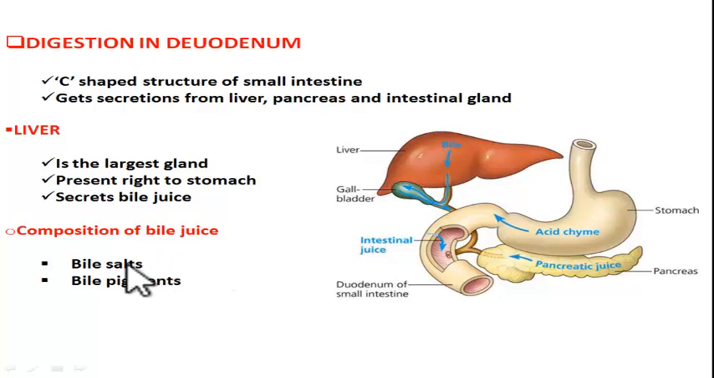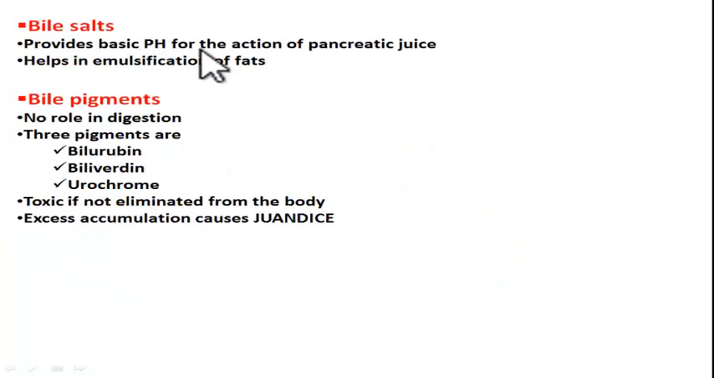Bile juice has two components: bile salts and bile pigments. Bile salts provide basic pH. For pancreatic juice to act, basic pH is needed. So bile salts provide that basic pH.